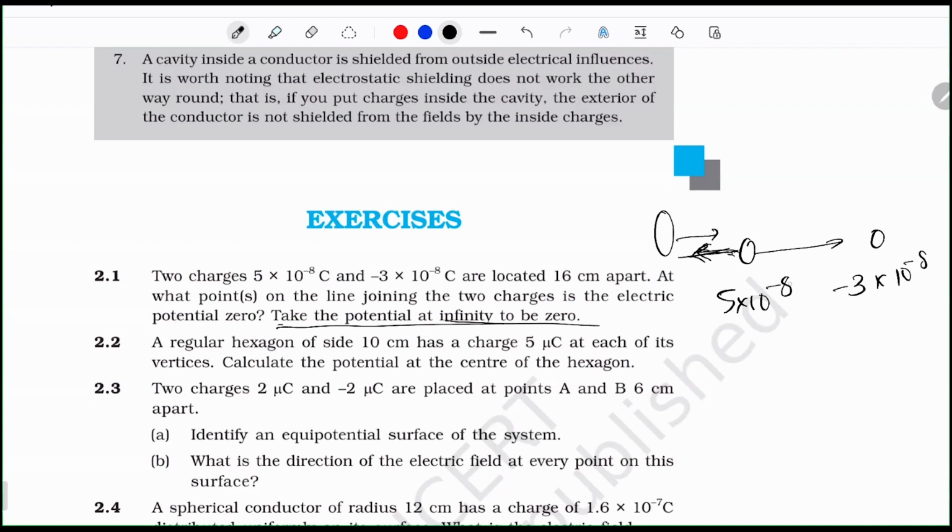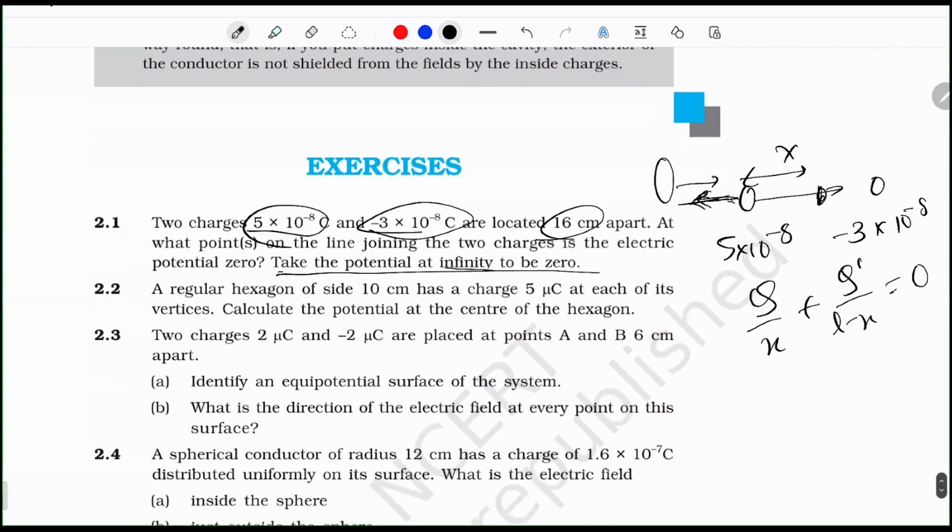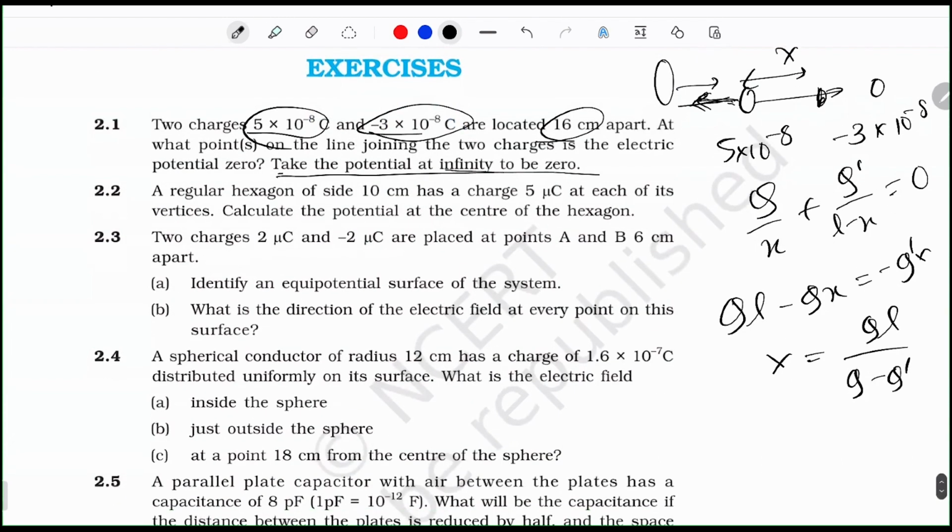So if you have a positive and a negative charge, the potential is clearly 0 somewhere in the middle. Let's say it's at a distance of x. You simply apply the formula: q by x plus q prime by L minus x is 0. L is 16 centimeters, Q is 5 into 10 to the negative 8, Q prime is negative 3 into 10 to the power negative 8, and you can solve for x. It's not a big deal, just an equation in one variable. In fact, I'll show you the form. QL minus Qx is equal to minus Q prime x. So x is simply QL by Q minus Q prime. I hope you can substitute all the values, where this is Q, this is Q prime, and this is L. That should be simple enough.